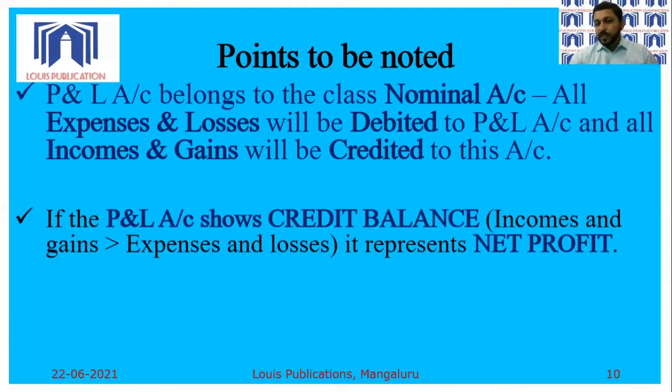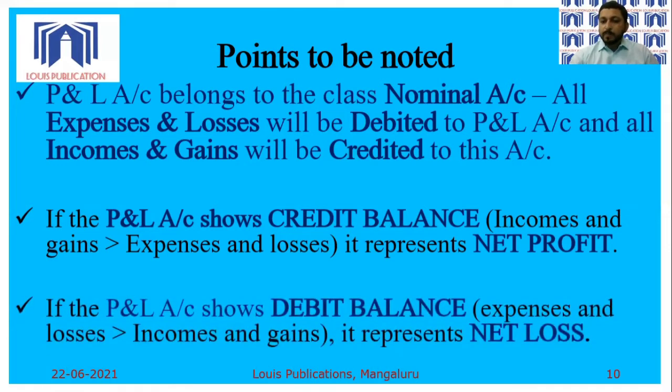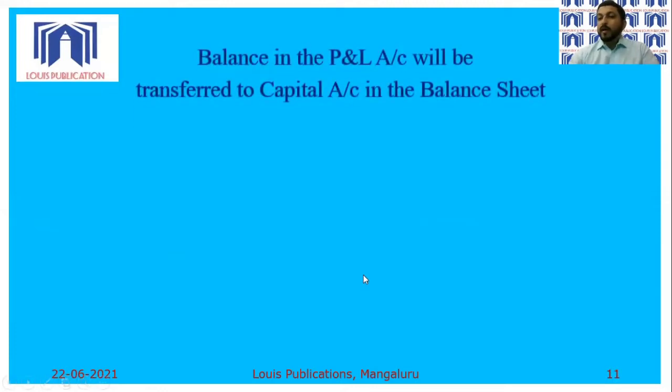Similarly, debit means all expenses and losses. Suppose it shows a debit balance, that would mean expenses and losses are more than incomes and gains. So if expenses and losses are more than incomes and gains of the current year, then it represents net loss. So understand, if profit and loss account shows a credit balance, it represents net profit. If it shows a debit balance, meaning to say expenses are more than income, at that time it represents net loss.